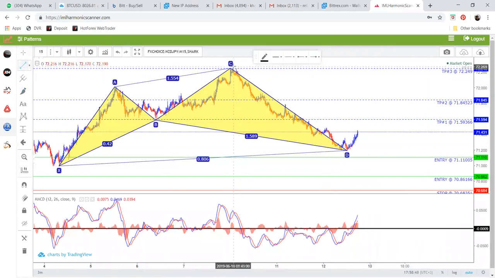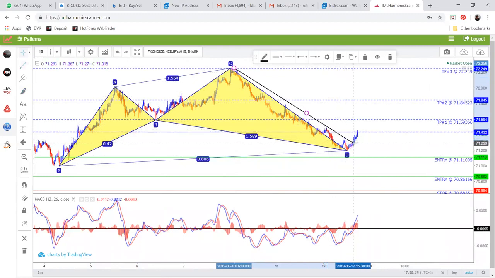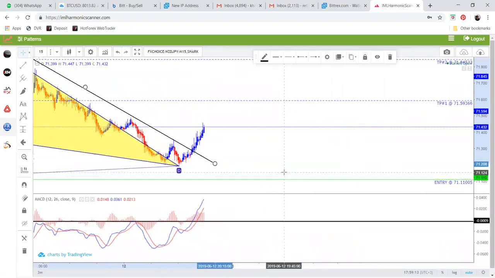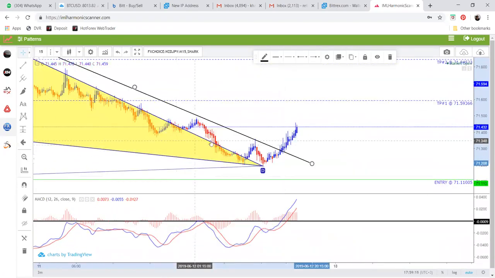So first thing, identify the downtrend. Right. So we got multiple touches right here. Got our trend line in. All right. Now, confirmation number one. Let's zoom in so we can see this clear.